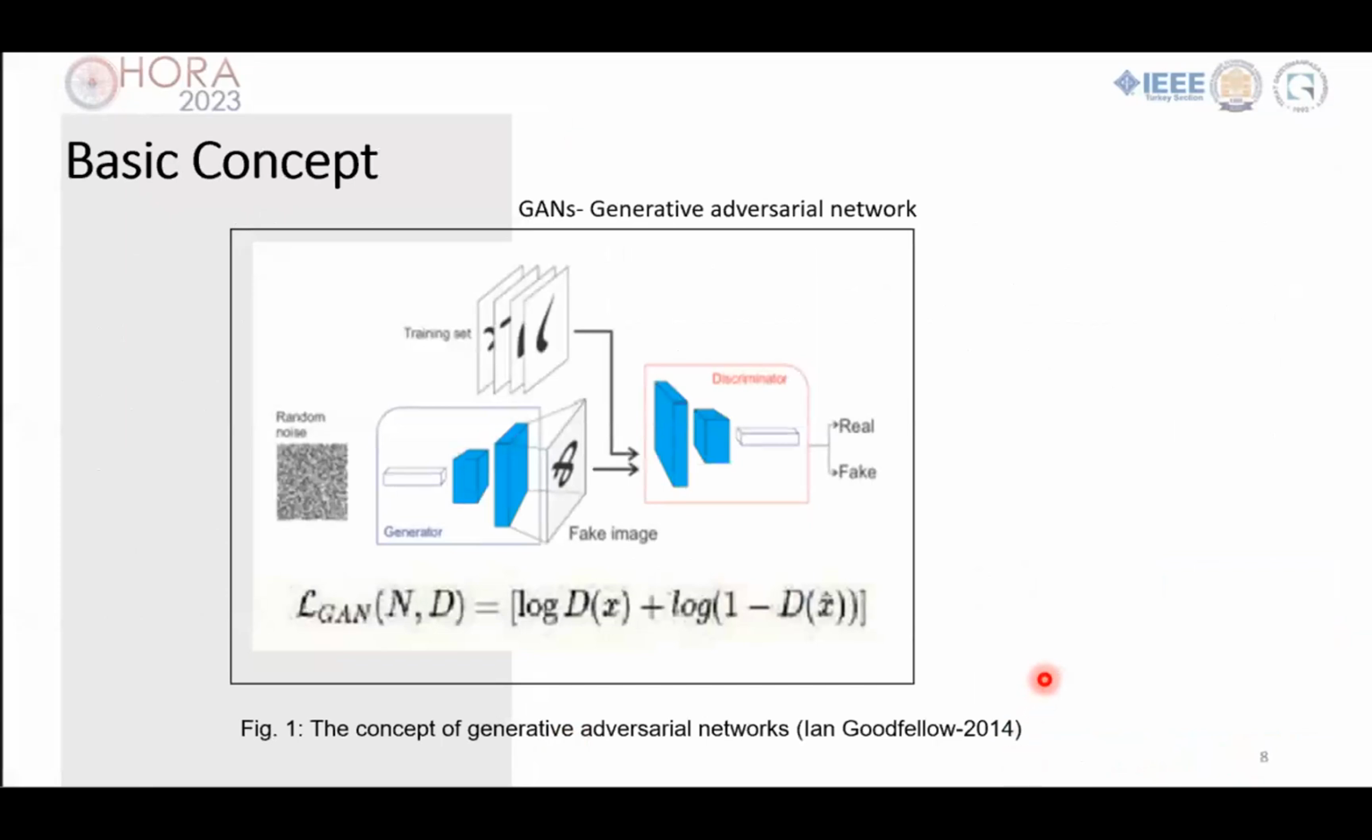Before I start, I think I should speak about the basic concept. The GAN was developed by Ian Goodfellow and his colleagues in 2014. Back then, it was very basic. So how does a GAN work? It's a type of machine learning framework consisting of two neural networks, a generator and a discriminator. This is the main part.